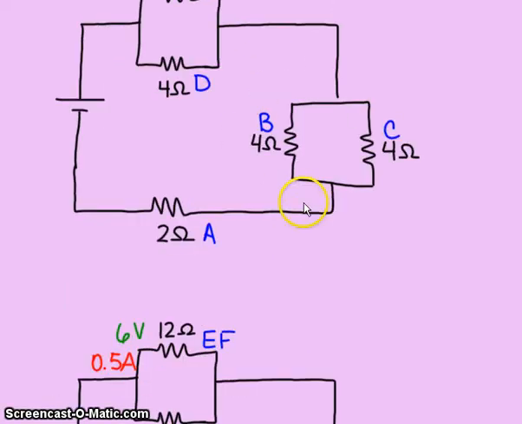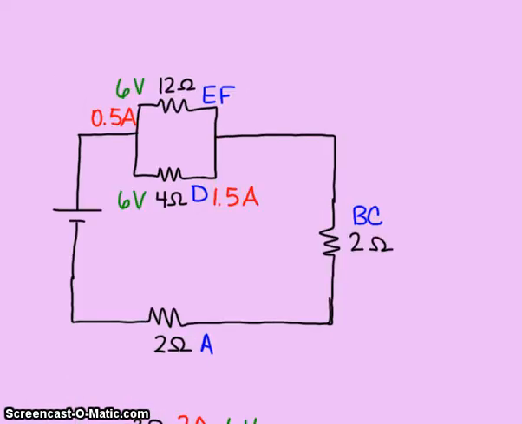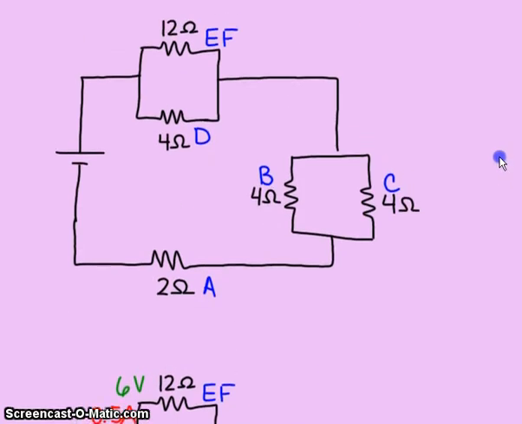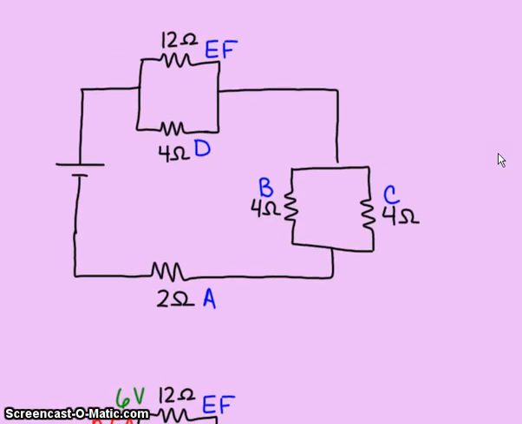And up here you'll notice that they are connected in parallel. Voltage is constant in parallel, and so the voltage of resistor B and the voltage of resistor C is the same as the voltage of resistor BC, which I have written all the way down here, 4 volts. So both B and C have a voltage of 4 volts. I will write that on my chart here.